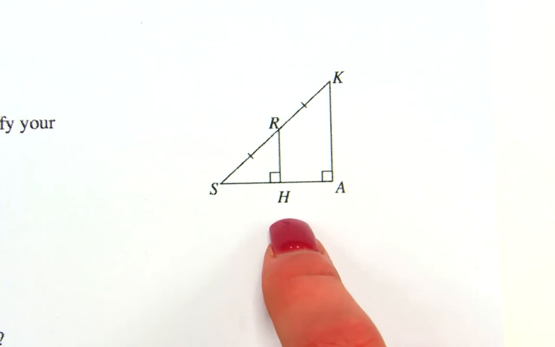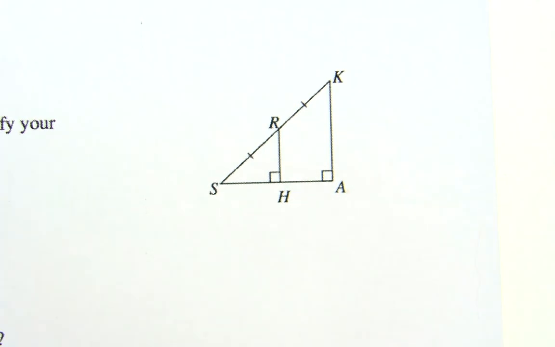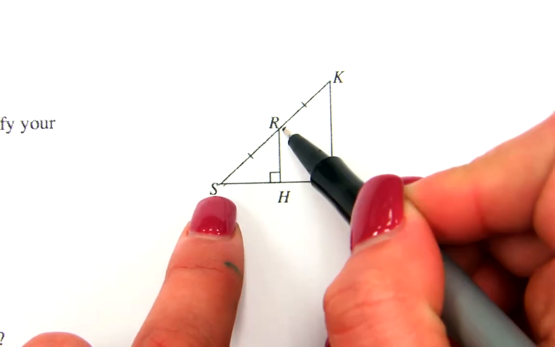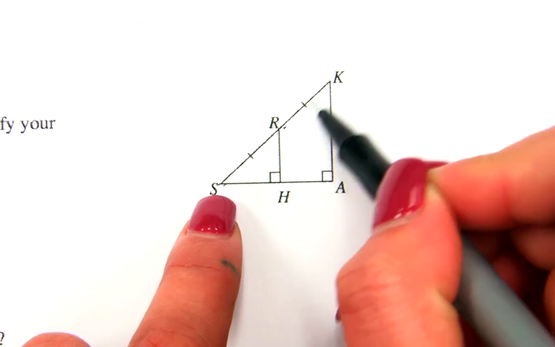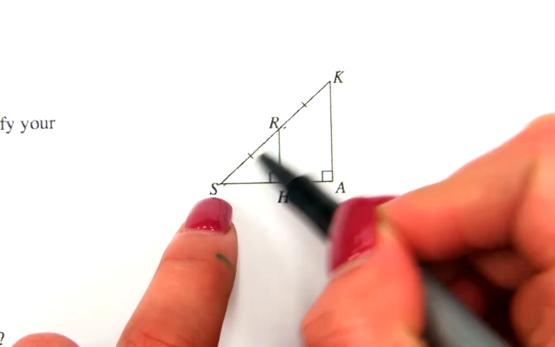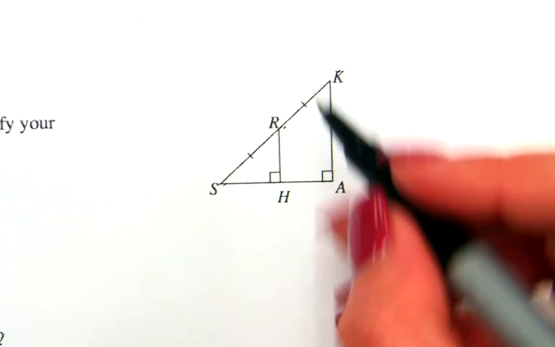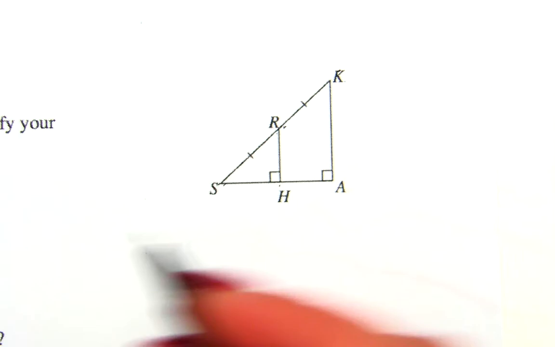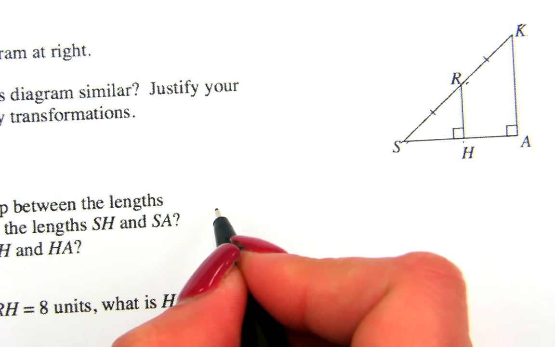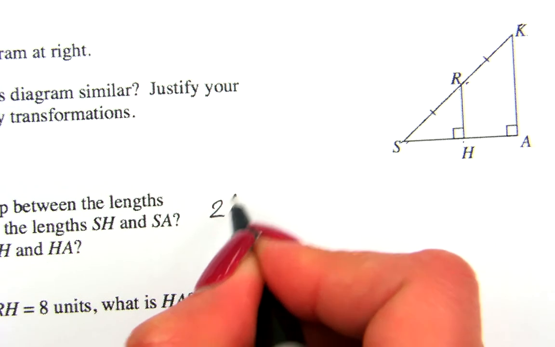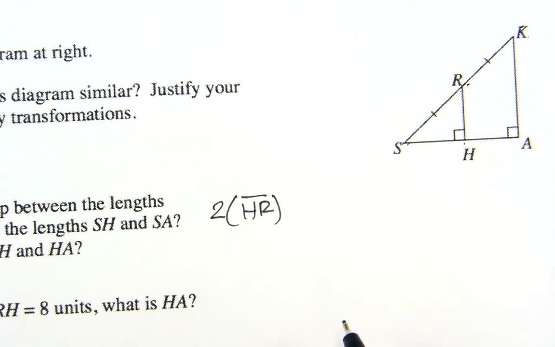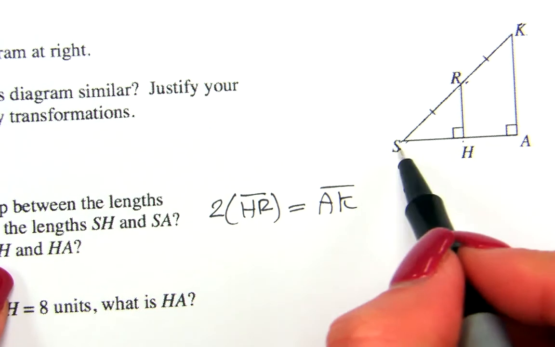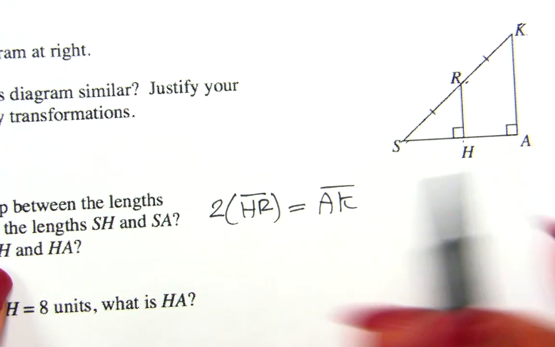KA is double the length of HR because, and it actually comes out pretty easily, SK is technically double the length of SR. If this was 5, and let's say this was 5, then together it'd be 10. So the whole thing is doubled. So the relationship between HR and AK is that AK is twice HR, so 2 times HR is equal to AK, because that's what we have here. And the same thing for SH and SA.